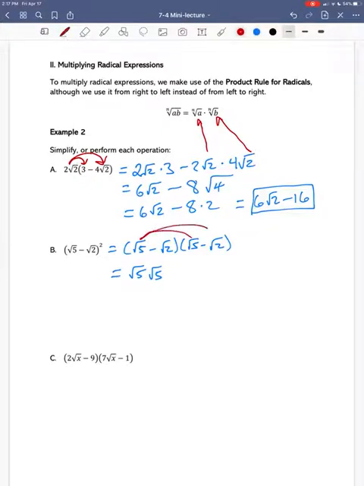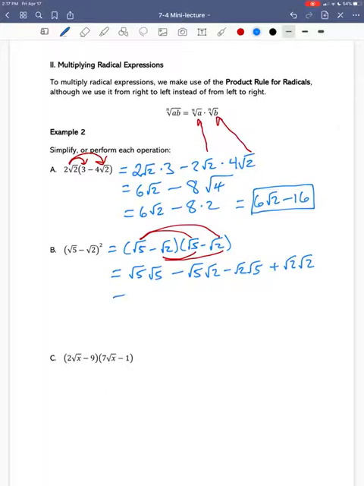Now I do outer. So that's going to be a positive times a negative. So that'll be negative, and I get square root of 5 times square root of 2. When I do inner, I get something similar. I get negative times positive, so I get minus square root of 2 times square root of 5. And then when I do last, I get negative times negative, which is positive, and I get square root of 2 times square root of 2.